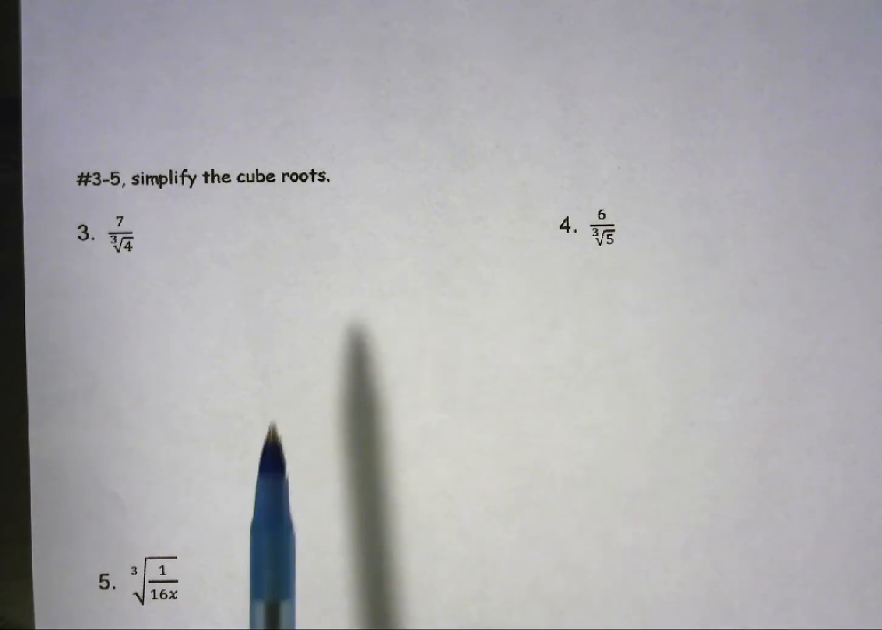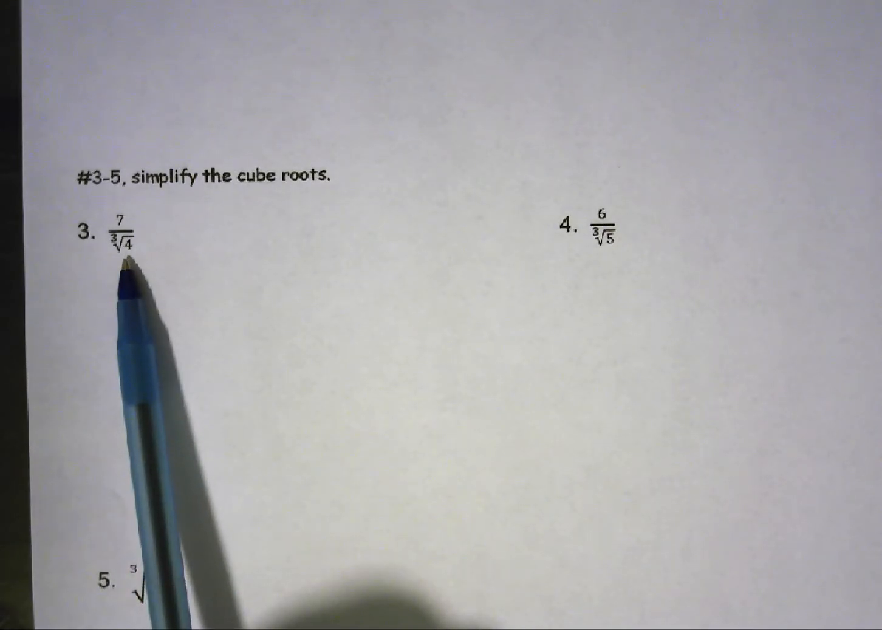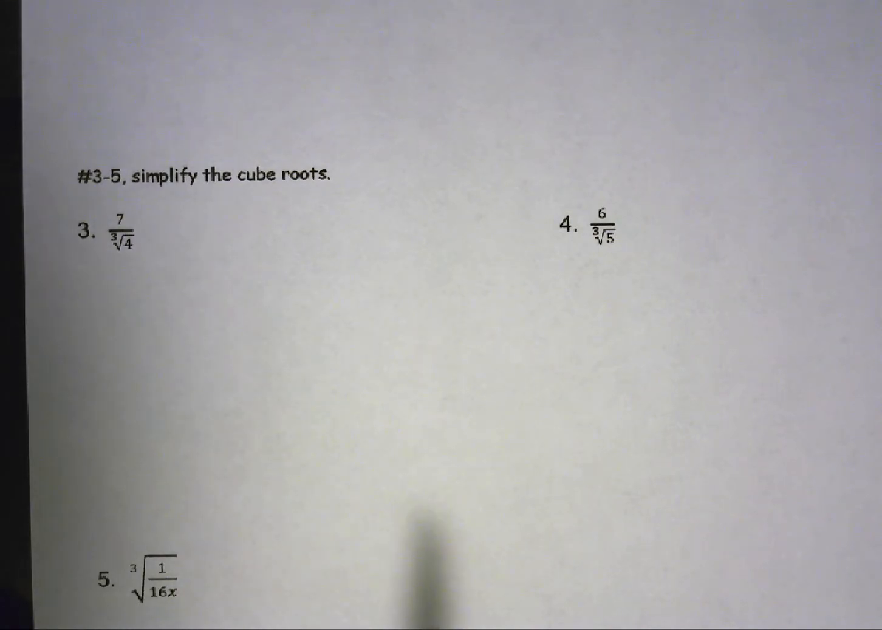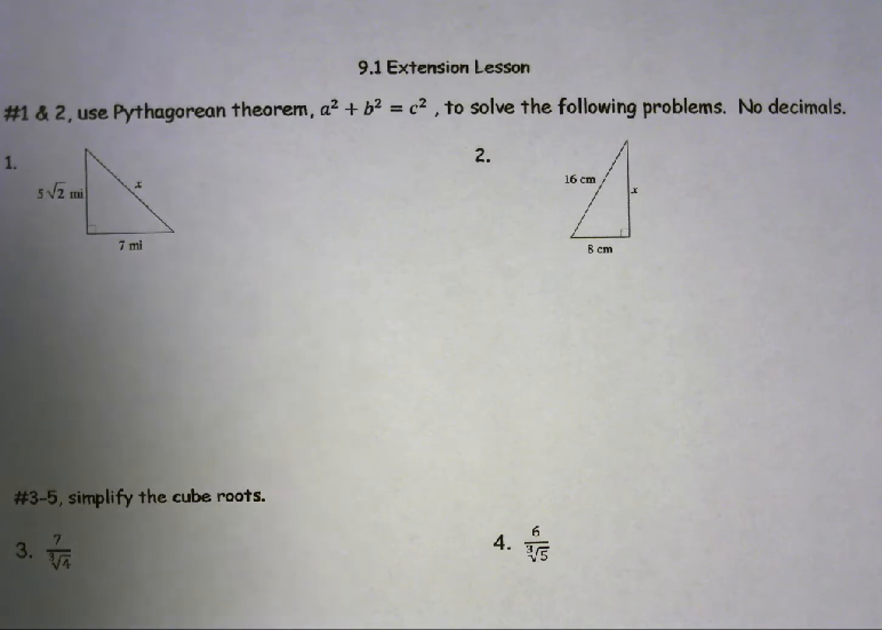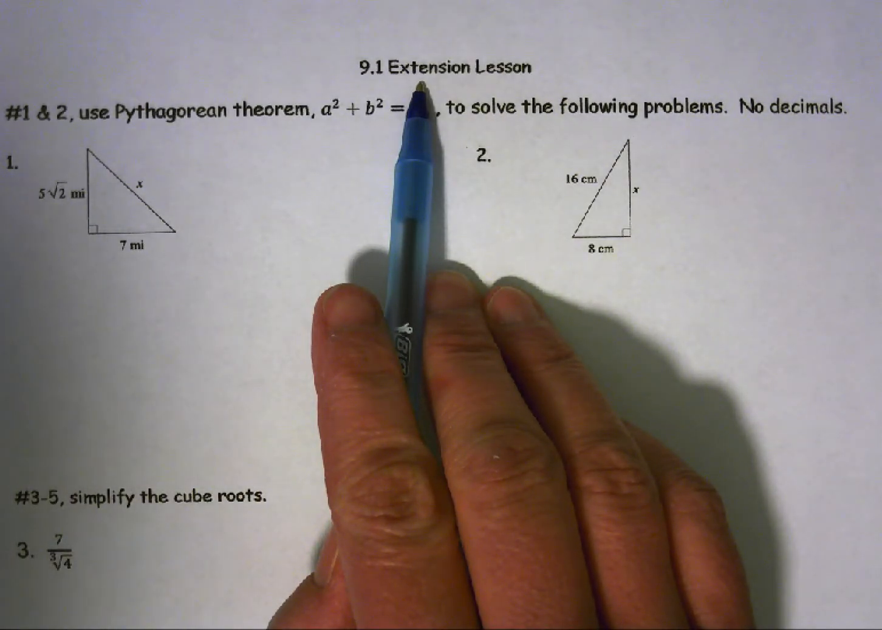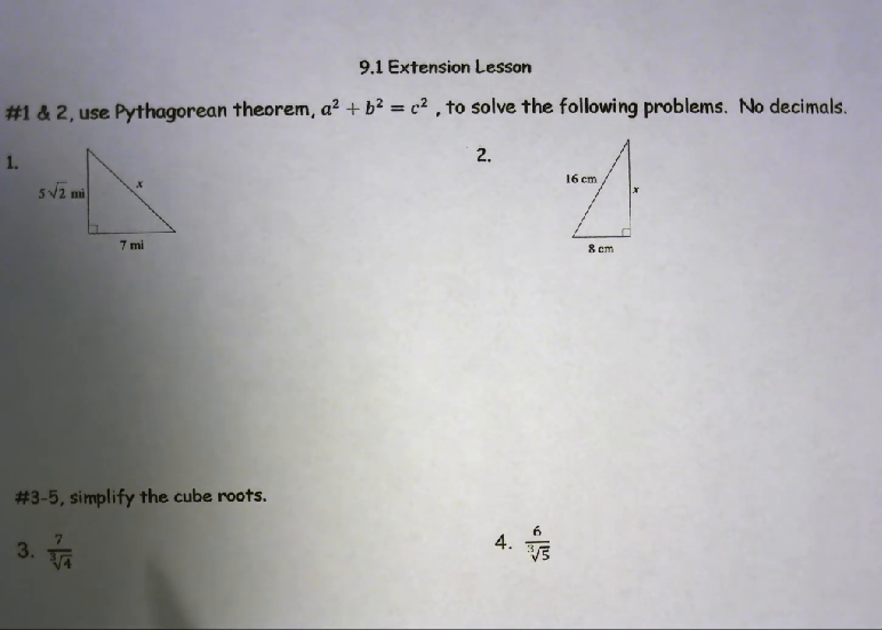So we didn't get to rationalizing cube roots in our 9.1, so we thought we would just go a little bit further here in our extension lesson. So please remember that this is an extension, which means it's not required. There is no exit quiz, but it definitely is helpful, okay?